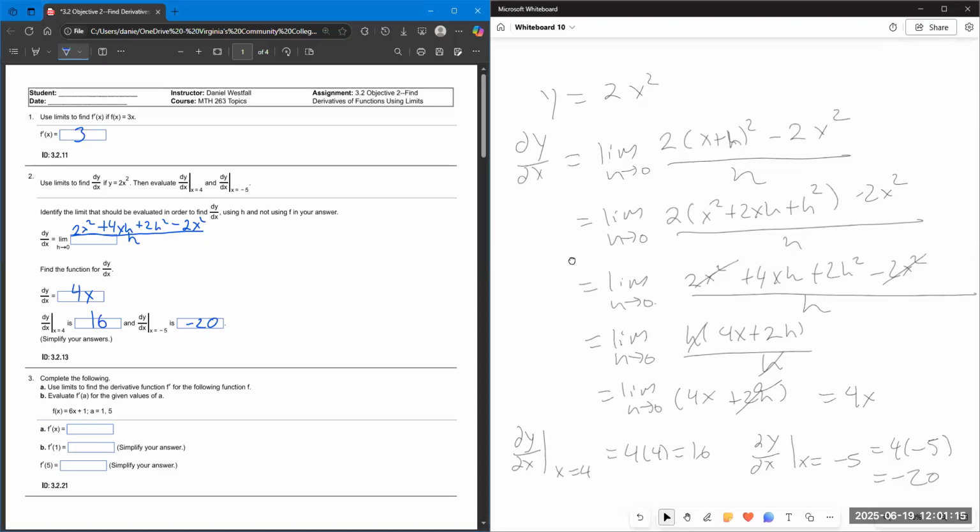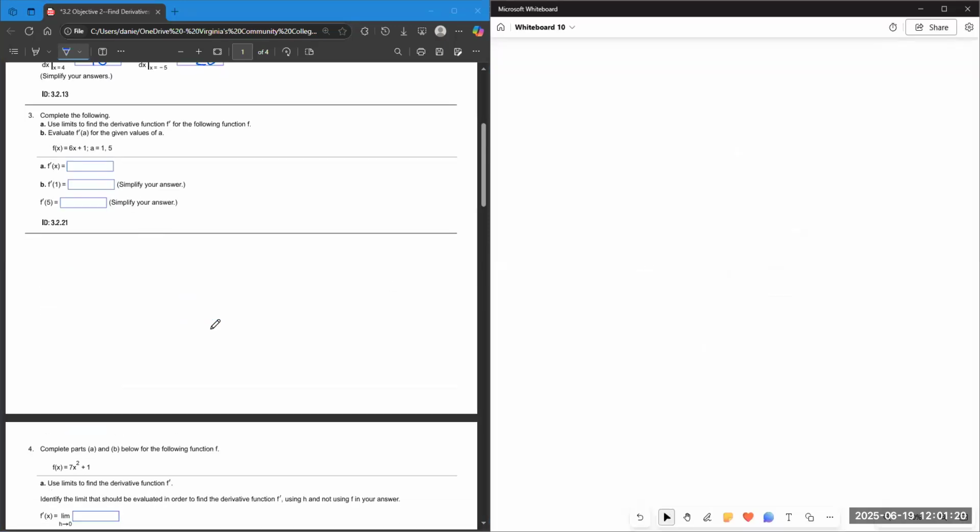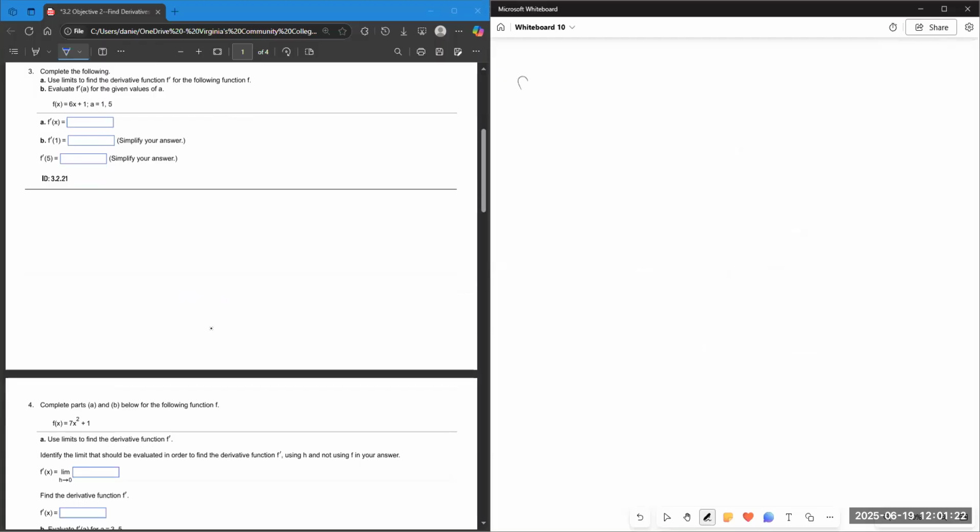Very good. Okay, let's go ahead and look at number 3. f of x is equal to 6x plus 1. We already talked about the fact that the slope of a linear function is constant. So let's go ahead and show that once more.